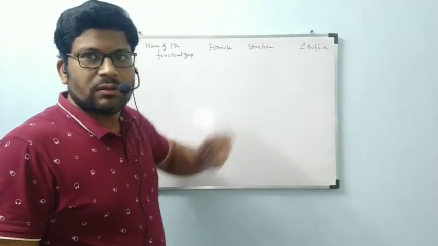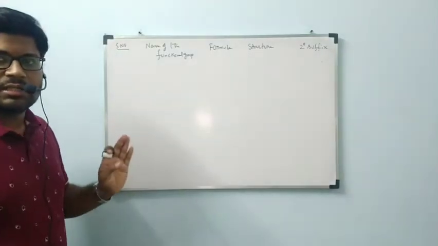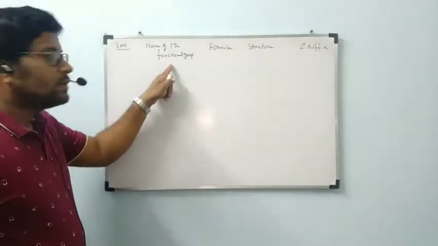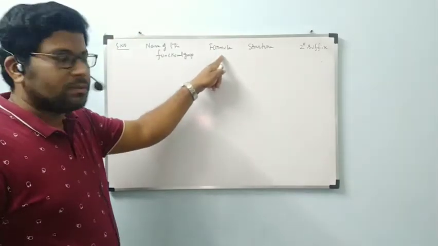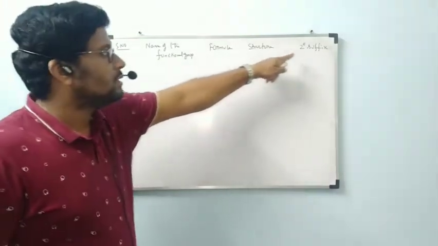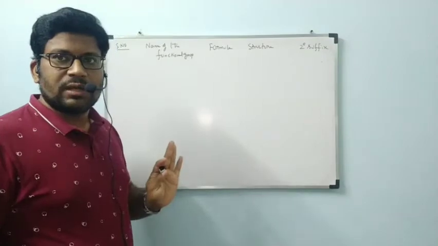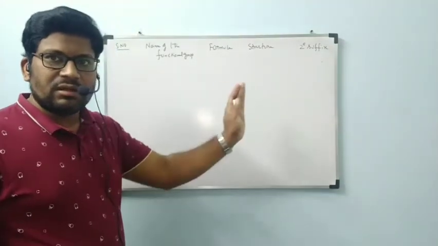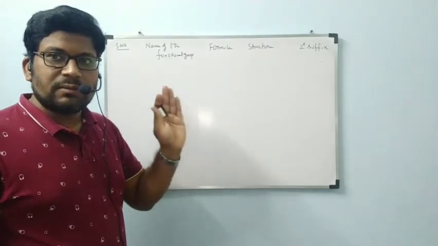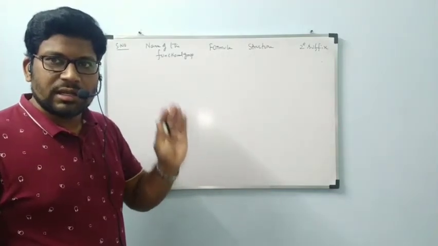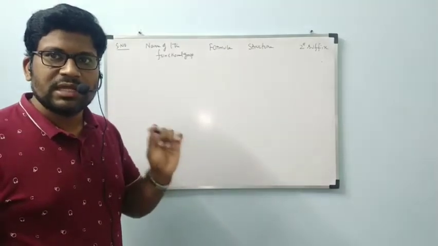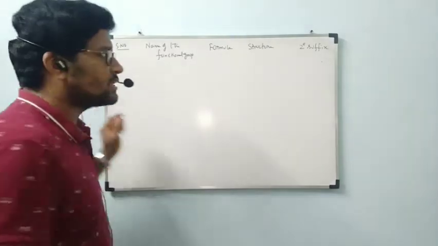Now, what is the tabular column? It contains the columns: serial number, name of the functional group, formula of the functional group, structure of the functional group, secondary suffix. Very important is the secondary suffix. Everyone should remember this tabular column, all the names in order correctly. Then it is easy for you to write any sort of name. Okay, let us start.